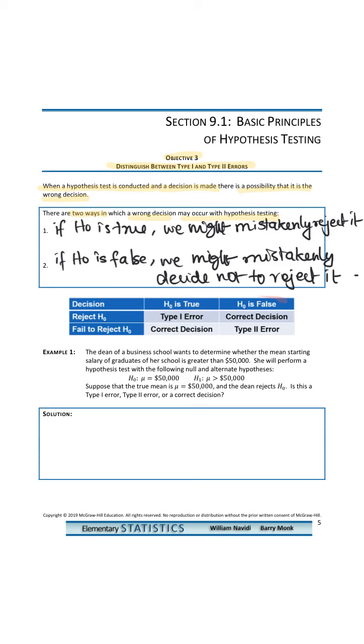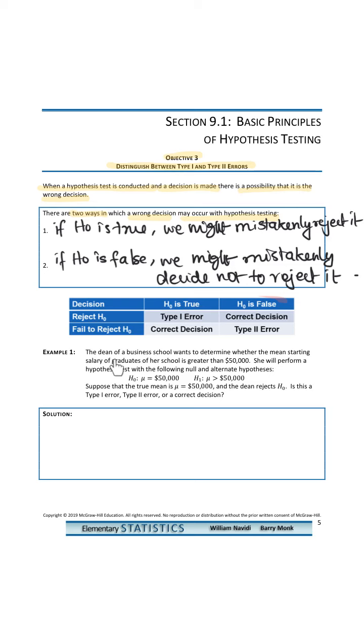So let me explain this again. Type 1 and type 2 errors in a trial. In a trial, the null hypothesis is that the defendant is innocent. A type 1 error occurs if an innocent defendant is found guilty. A type 2 error occurs if a guilty defendant is found not guilty.